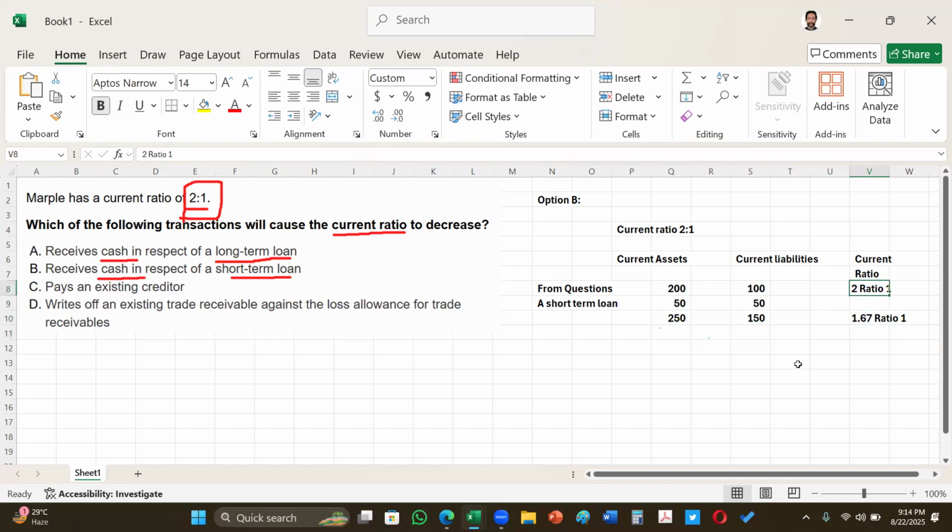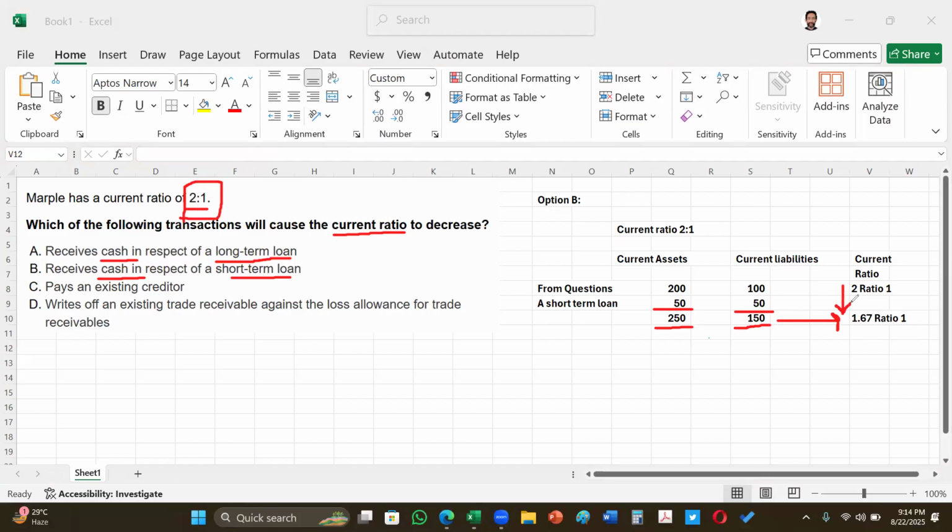At the start, the current ratio was 2:1, but as I incorporated these changes, I said that if there is a short-term loan of $50, the liabilities would also increase by 50. This is the increase in cash. This is the increase in liabilities. So the new situation of the current assets would be 250. The new situation of the current liability would be 150. And if I calculate the current ratio on this basis, the answer would be 1.67 ratio 1. So this is actually a reduction in the current ratio.